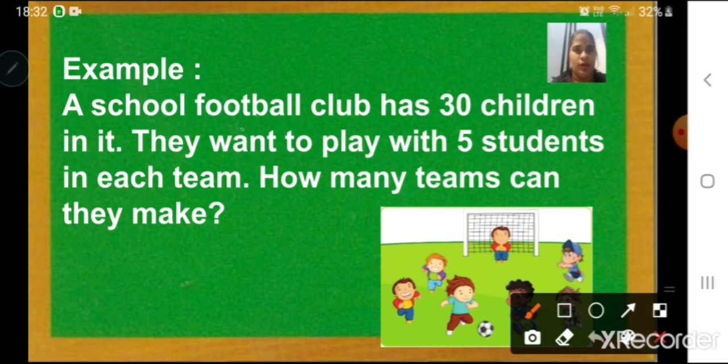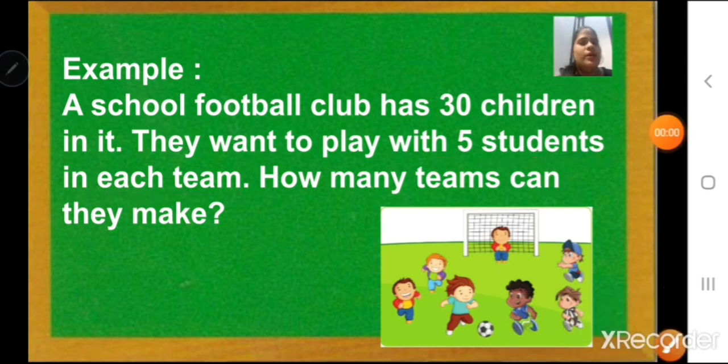A school football club has 30 children in it. So that means there is a school football club which has 30 children. Okay. And they want to play with 5 students in each team. So they are forming teams, and in each team they want 5 students. So how many students are there in one team? Okay, there are 5 students. Last is how many teams can they make? This is what you need to find out.